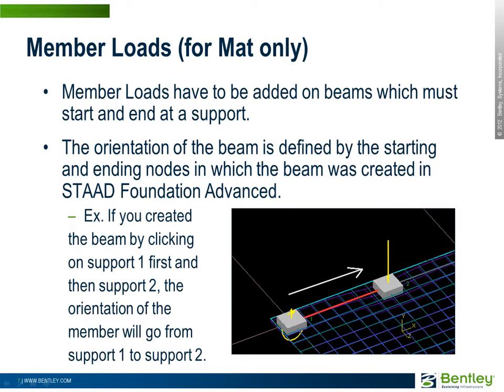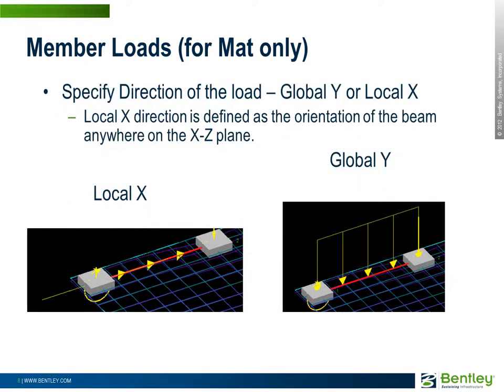The orientation of the beam is defined by the starting and ending nodes in which the beam was created in STAAD Foundation Advanced. For example, if you created the beam by clicking on support 1 first and then support 2, the orientation of the member will go from support 1 to support 2. This orientation is used as reference to define all positions of the following member loads. For each member load, you must specify the direction of the load, either global Y or local X. Local X direction is defined as the orientation of the beam anywhere on the XZ plane.